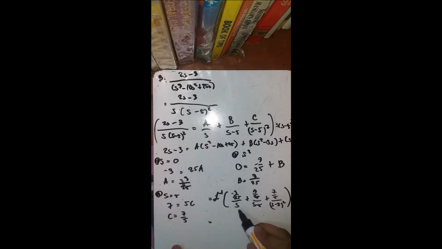Now by just looking at it, this is actually your constant. This is already your shifting, which is 5, and here we have your t, and also a shifting of 5. So just straight to it: it's negative 3 over 25 plus 3 over 25 times e raised to 5t, plus 7 over 5, which becomes e raised to 5t times t. So this is your final answer for letter B.